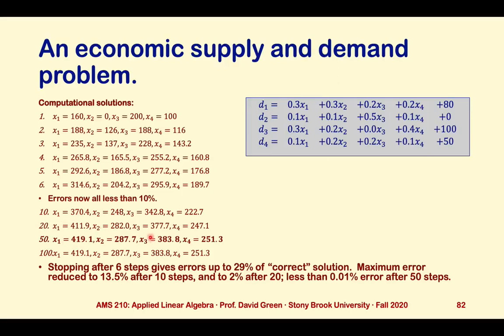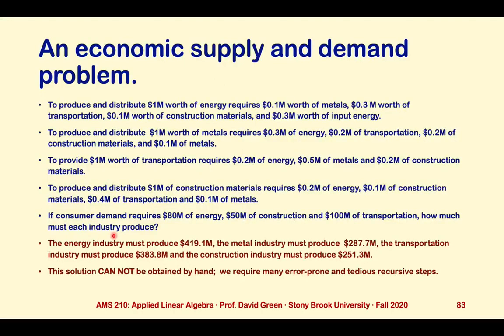After 20 steps, we're not too bad. After 20 steps, if we compare to, say, the 100th step, we're within less than 10 for all of our answers. Actually, the percent error is within 2% here. After 50 steps, we have pretty much gotten the right answer, less than a 0.01% error. But that's 50 steps. We're never going to try to do this without a computational infrastructure. Right?